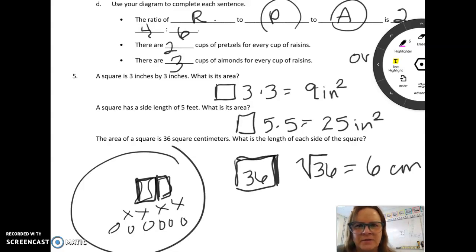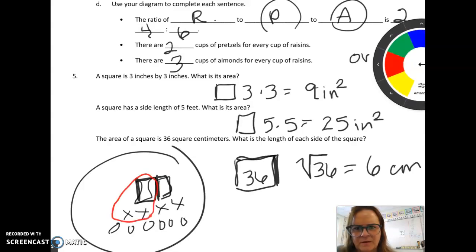And then the next one, there are how many cups of pretzels for every cup of raisins? So this is where we're going to kind of divide this up. There are 2 cups of pretzels for every 1 cup of raisins. And then how many cups of almonds are there for every 1 cup of raisins? Well, there'd be 3 cups of almonds for every cup of raisins.